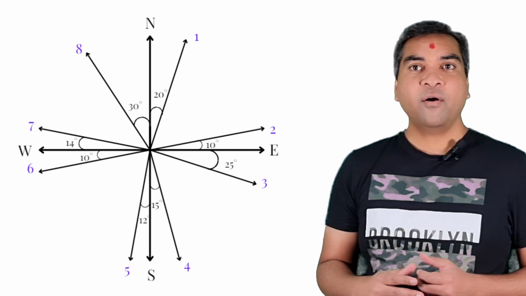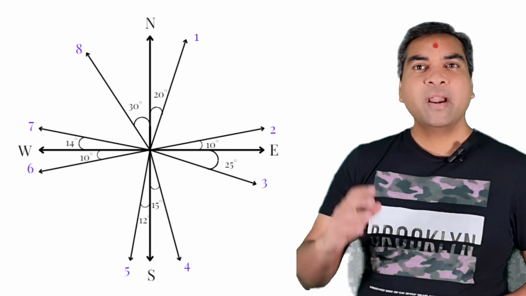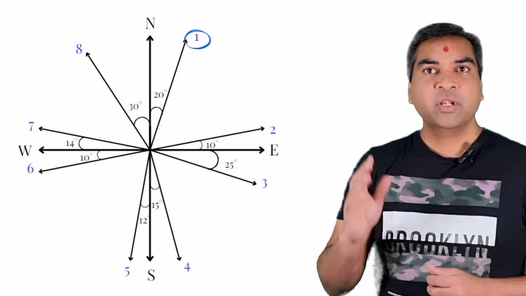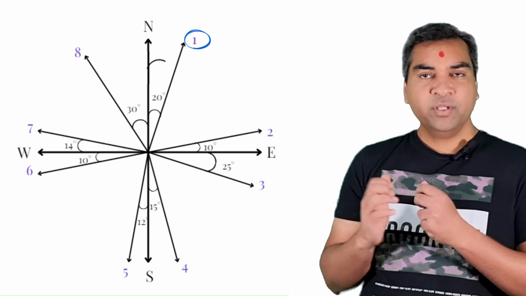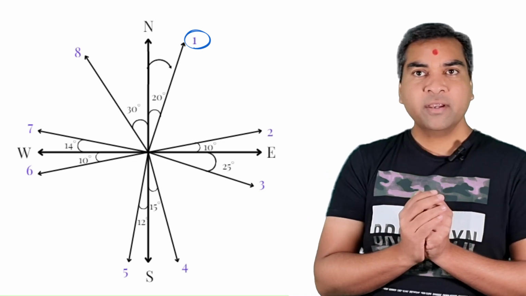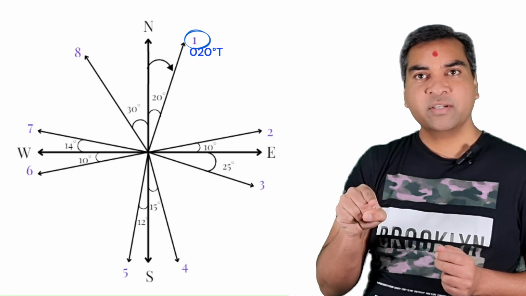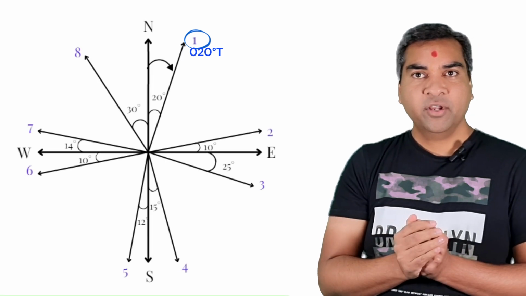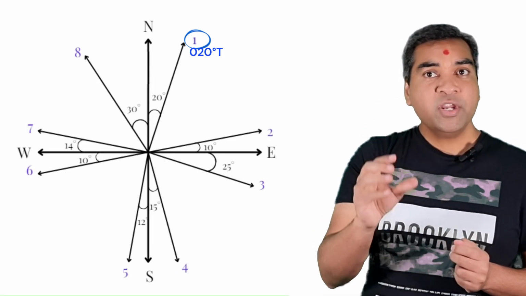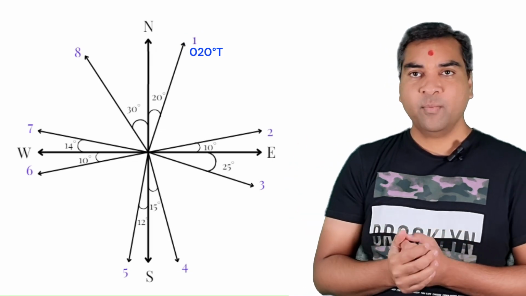Now we will try to find the bearing of lines 1, 2, 3, 4, 5, 6, 7, 8. Let's focus on line 1 first. In line 1, the angle of 20 degrees is given with the north. Now the bearing is the angle from the north axis in a clockwise direction. So in this case, the 20 degrees itself is going to be the bearing of line number 1.